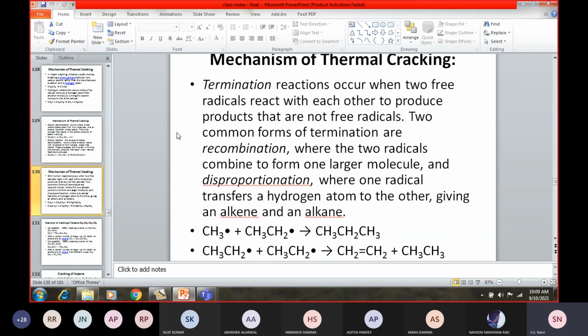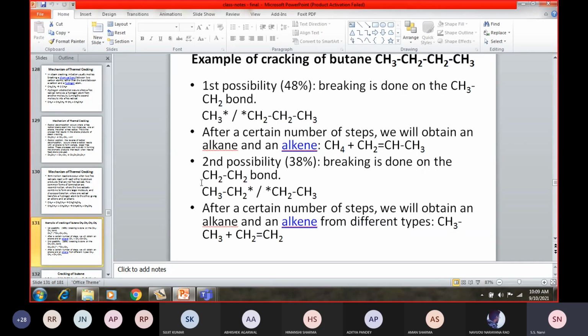This is the third slide on mechanism of thermal cracking. Then you have the example we have taken for thermal cracking, that is butane. It is just an example, because butane itself is a good fuel, and therefore there is no need to crack it. But still, just for example, we have given the butane. So butane is a good gasoline fuel.